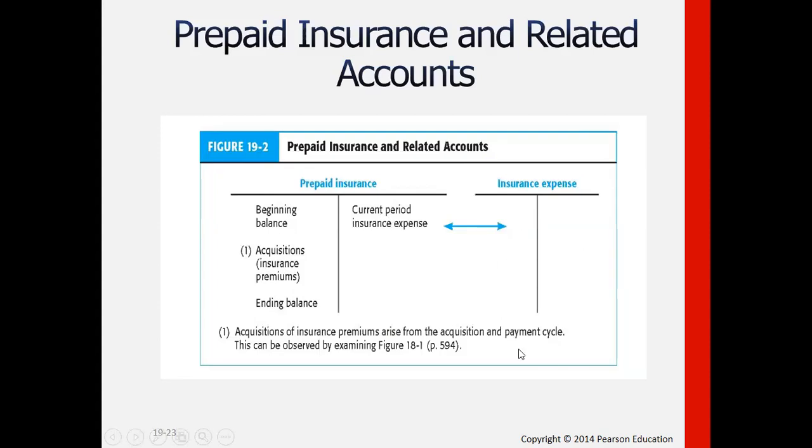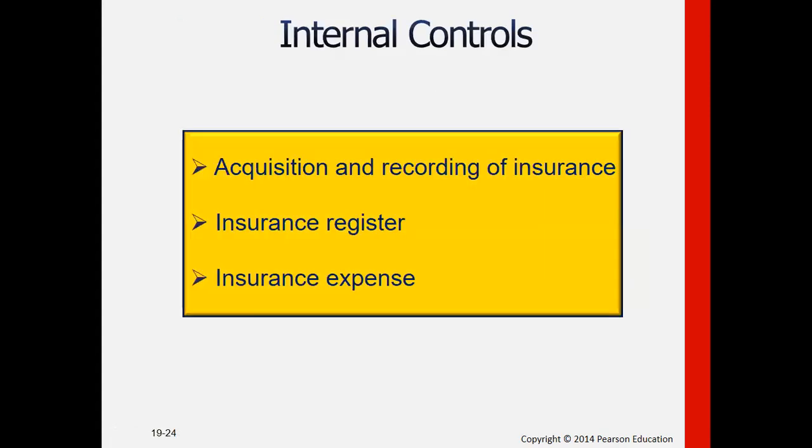This would be part of the acquisition and payment cycle because remember, the prepayments are paid in advance, so part of payment. Then internal controls. For these particular assets, we should be checking about the acquisition, which is for authorization, and the recording should be separate. Then the register for the insurance, so the records and the expense portion.